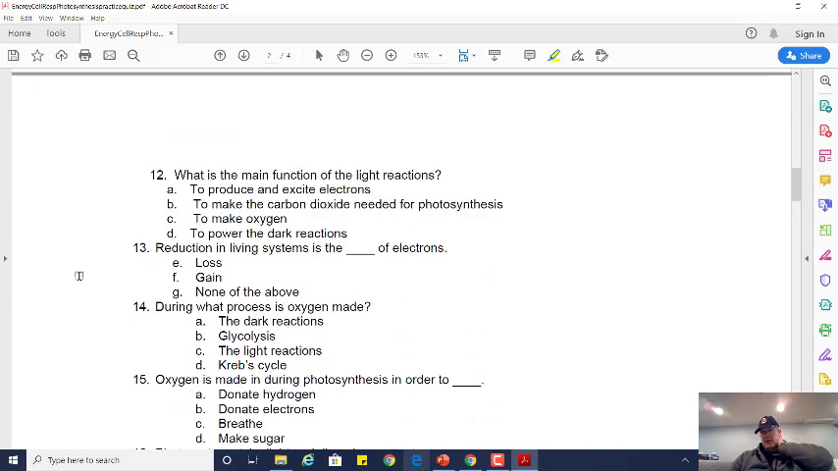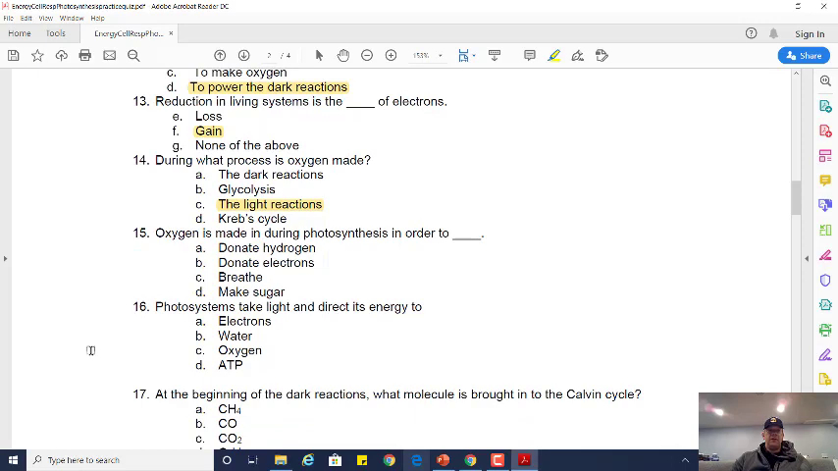Number 12, what's the main function of the light reactions? And that's produce energy to power the dark reactions. That's in the form of ATP and NADPH. Reduction in a living system is gain. Remember OIL RIG. Oxidation is loss of electrons. Reduction is gain. Number 14, during what process is oxygen made? You said, bing, the light reactions. Number 15, oxygen is made during photosynthesis in order to donate electrons.